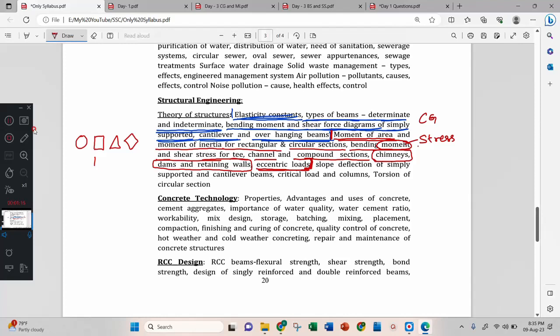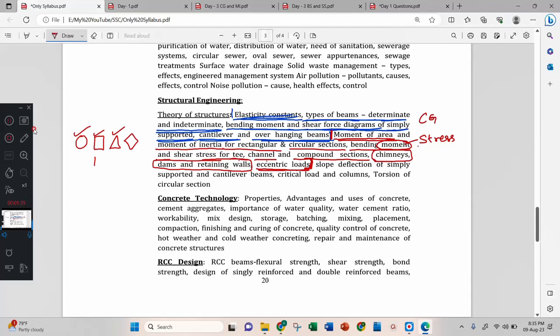Bending stress is there. We have to study shear stress. For T section and channel section they have mentioned. By default we will be having circular, rectangular and triangular. They will be there. Okay, don't go word by word in the syllabus. You study more than the syllabus, a little bit more.